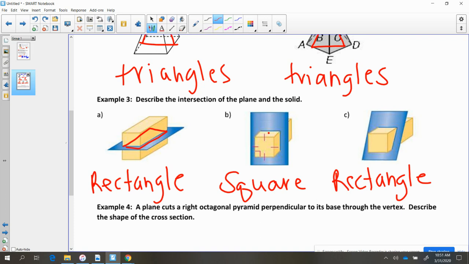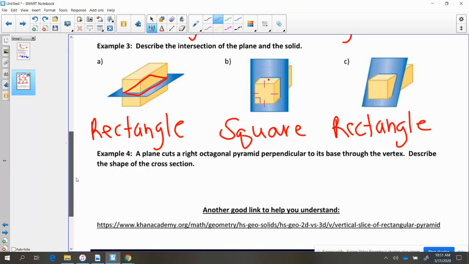Okay. Last but not least, a plane cuts a right octagonal pyramid perpendicular to its base through its vertex. So let's take a moment as we're reading through this to underline some key information. We have a pyramid, perpendicular, through the vertex.